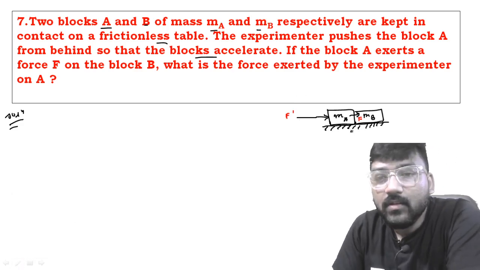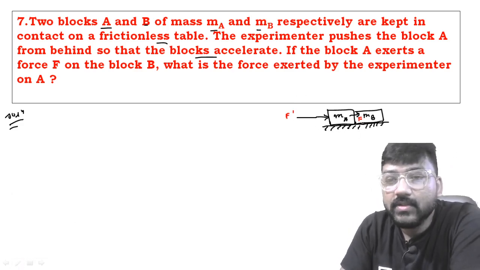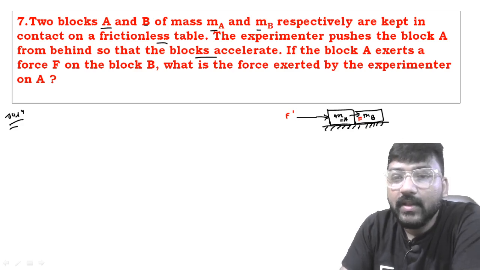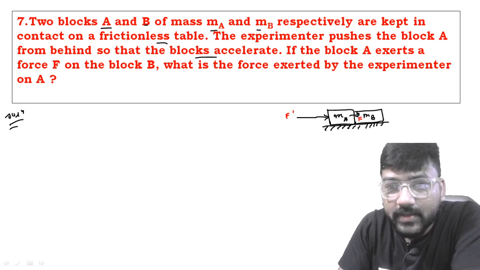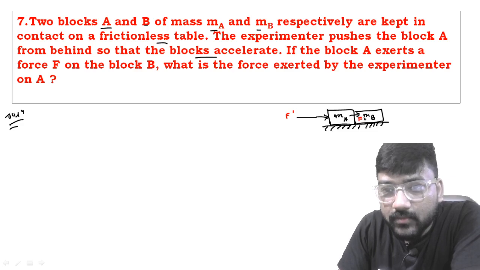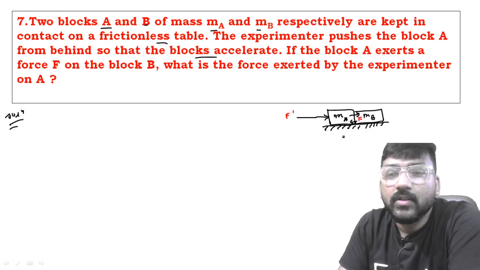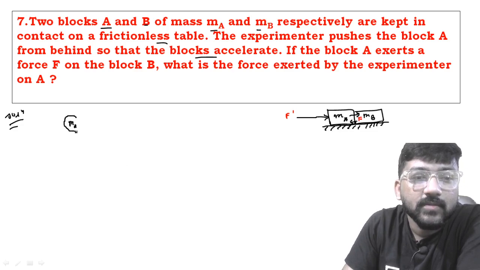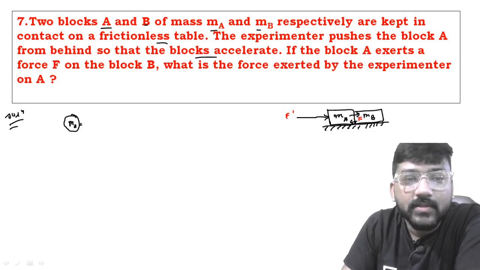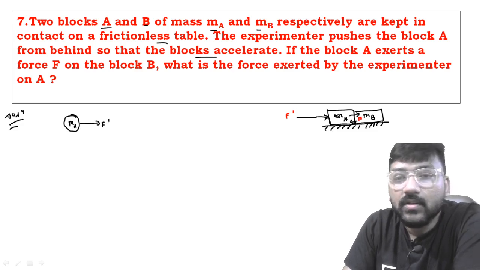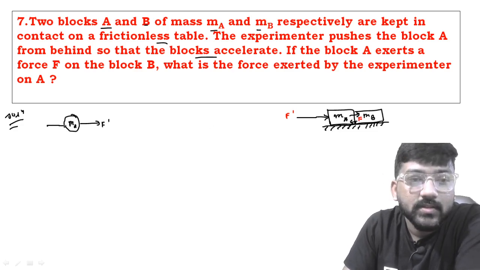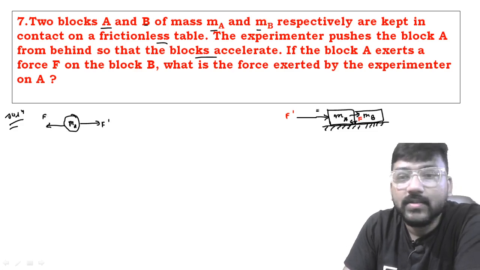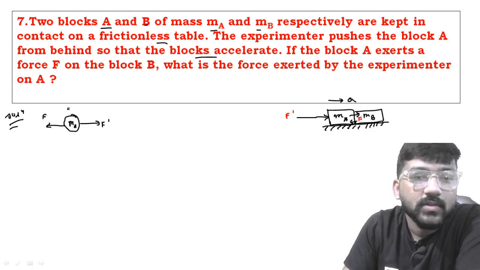So what will be the acceleration? If the force is F dash, the net force is F dash, and in this portion, this force will be an action-reaction force. So if A exerts a force F on B, then B will also react with the same force in the opposite direction. If you draw the free body diagram of these two objects, then you can understand. For MA, F dash is given in this direction, and F will be in the opposite direction, and the acceleration will be along this direction. So the acceleration will be the same.